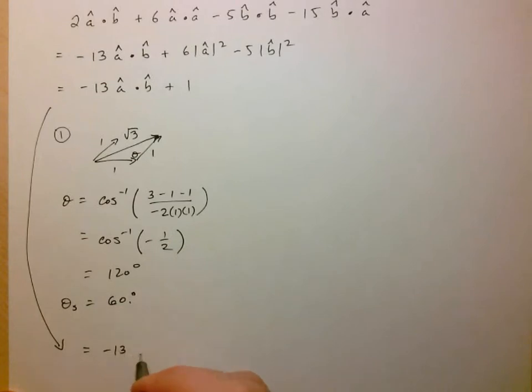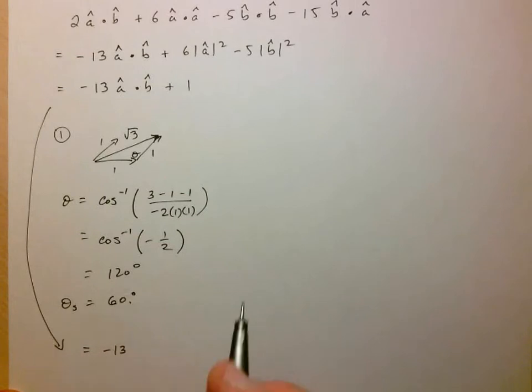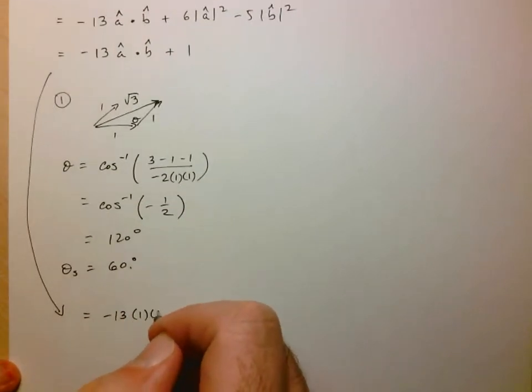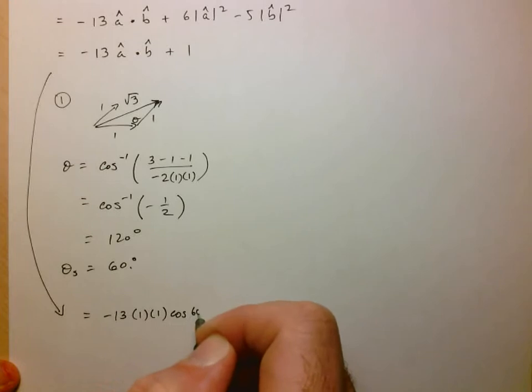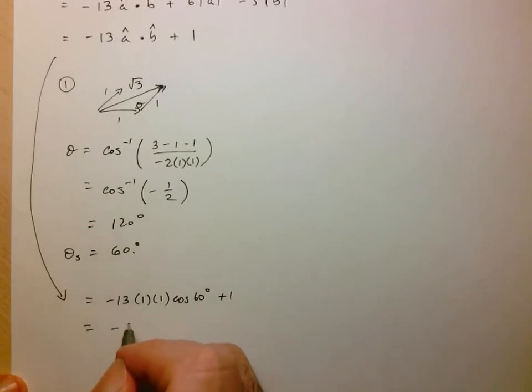So negative 13 times the magnitude of A and the magnitude of B, both equal to 1, times cosine of 60, plus 1, and cosine of 60 is just 1/2, so we have negative 13 over 2 plus 1, so that's just equal to negative 11 over 2. And there's our answer.